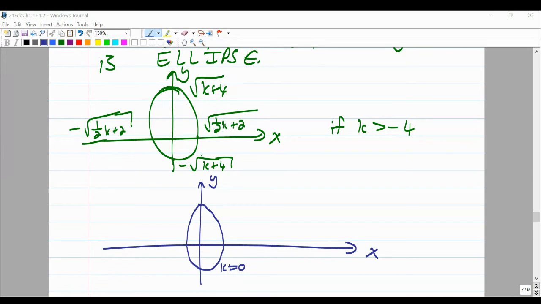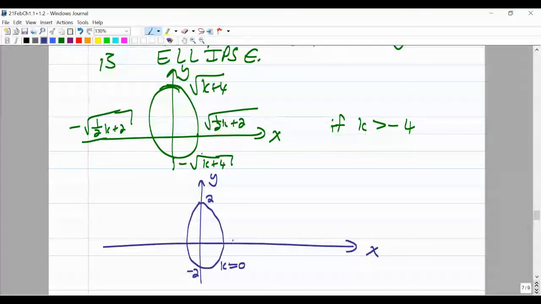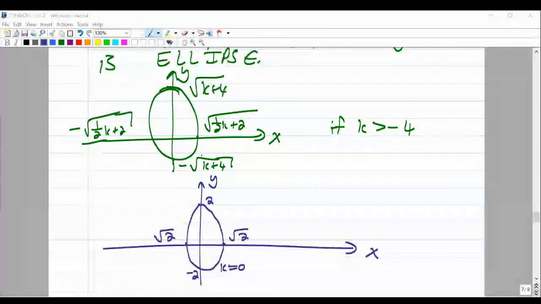Yeah, you get 0 plus 4, which is 4, and the root of 4 is 2. So it cuts at 2 and minus 2. And if k is 0, that's quite easy to check. That's root 2 and minus root 2. All right, can anybody give me a k value bigger than 0?